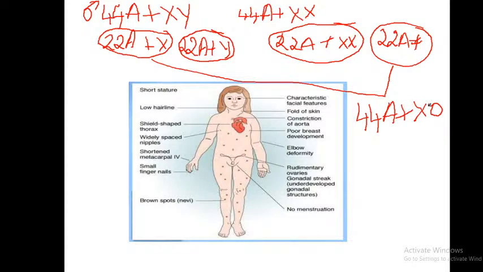So the abnormality can be from either the paternal or the maternal side. If unreduced gametes are formed as a result of non-disjunction, that can lead to this monosomic condition or Turner syndrome.